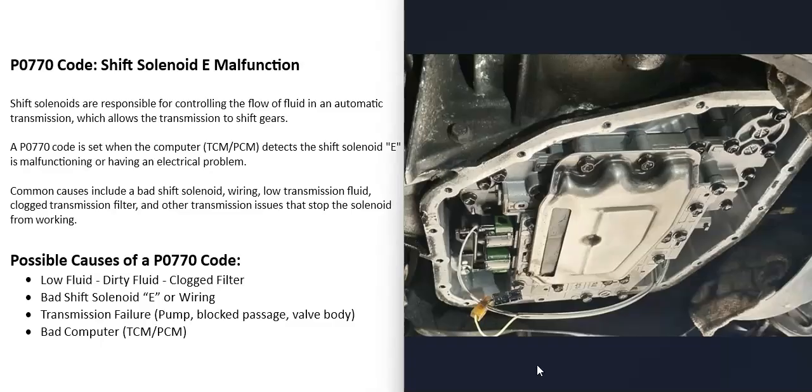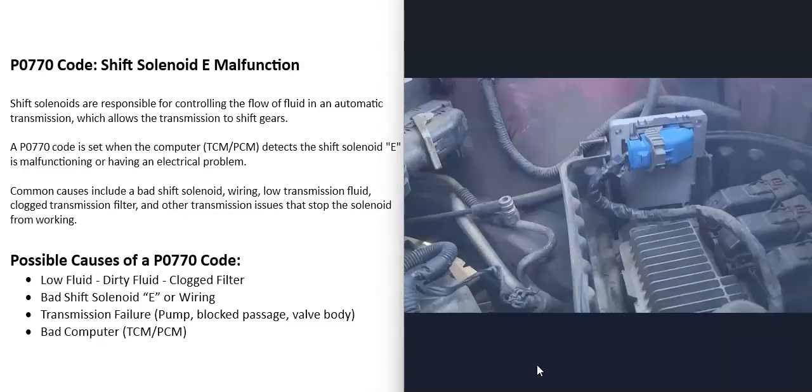And the last thing on the list is going to be a bad computer. This is going to be like a bad transmission control module or a bad powertrain control module. Again, usually when there is some kind of computer problem, you're not just going to get one code. You'll be getting a lot of other codes.